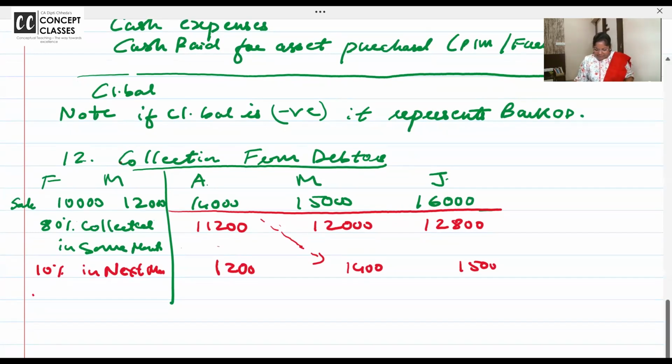80% collected in same month. 10% collected next. तो मार्च का 10% ईयर, अप्रैल का ईयर, मई का ईयर. मैम जून का 10%. I don't want to do extra. They've asked me 3 months. I'll do 3 months.